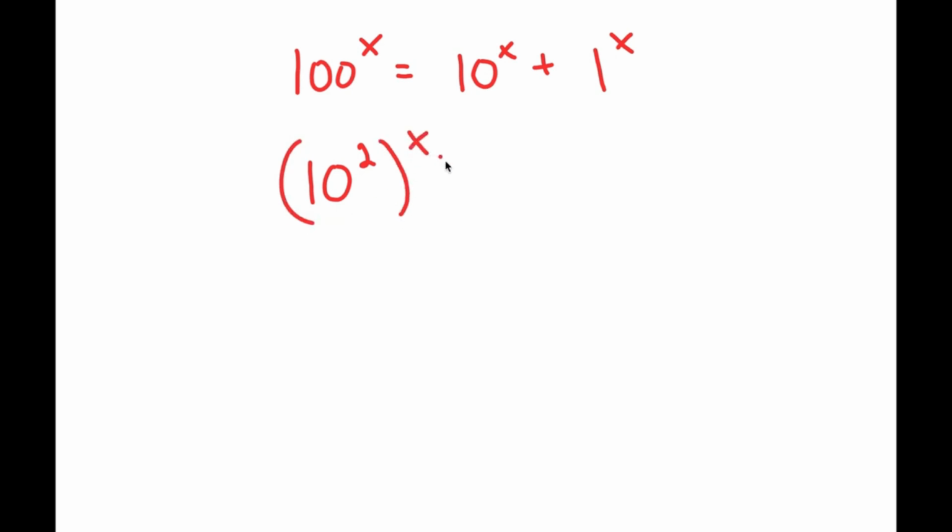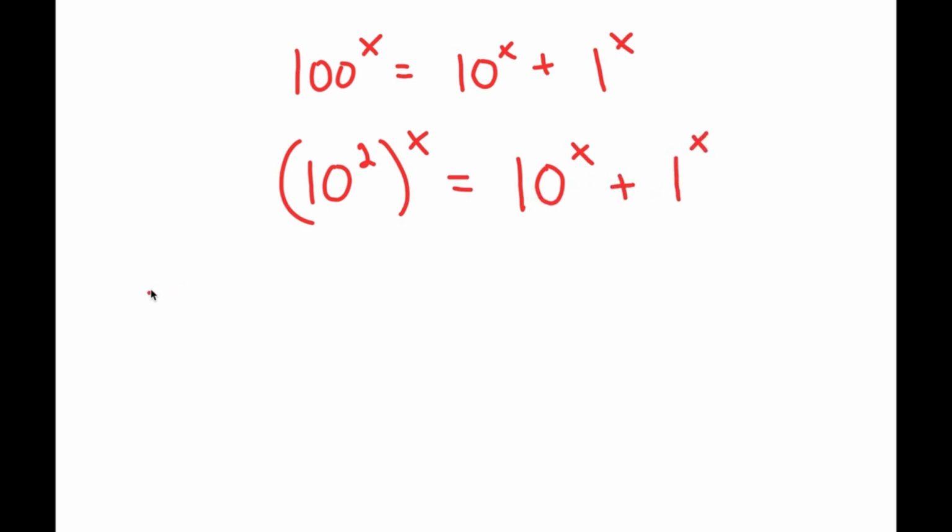Alright, so in this video, I'm going to be solving the problem 100 to the power of x is equal to (10 to the power of x plus 1) to the power of x. To solve this, what I'm first going to do is rewrite 100 to the power of x as (10 squared) to the power of x. So now this is equal to (10 to the power of x plus 1) to the power of x.